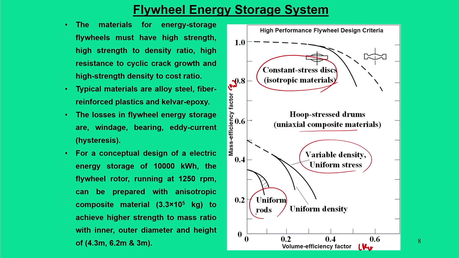So, basically, we have to choose the K b and K m in such a way that we can maximize the specific energy, either in terms of its volume or in terms of its mass. Hence, the design criteria for a flywheel is as follows.